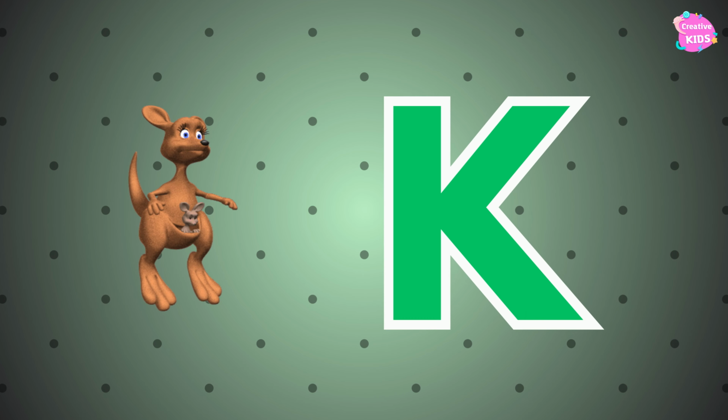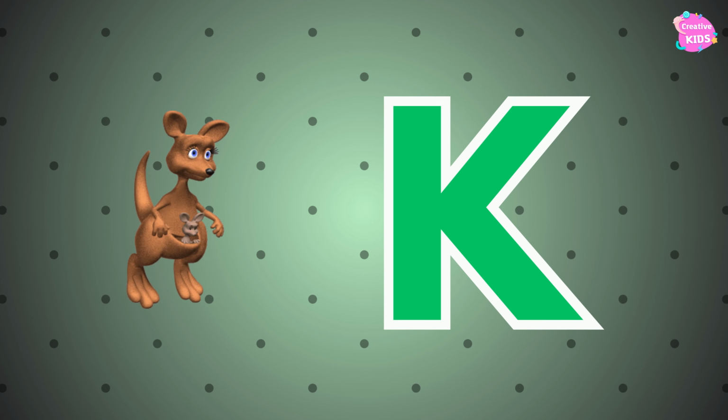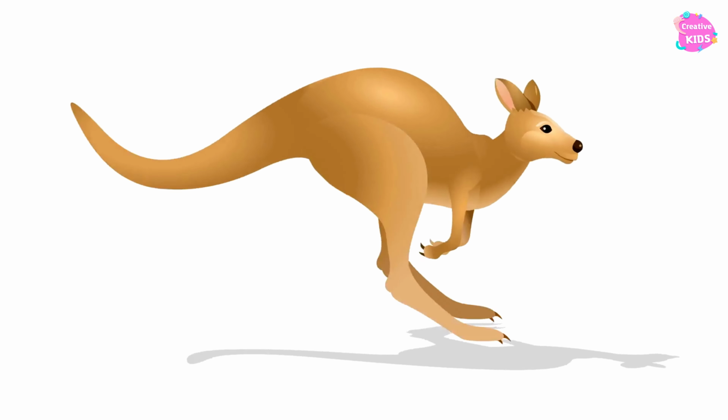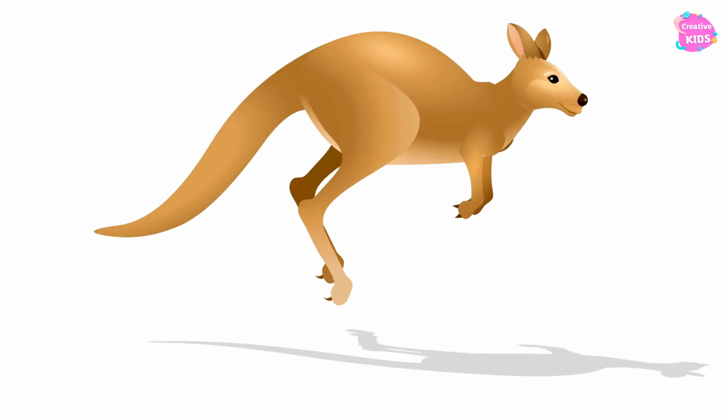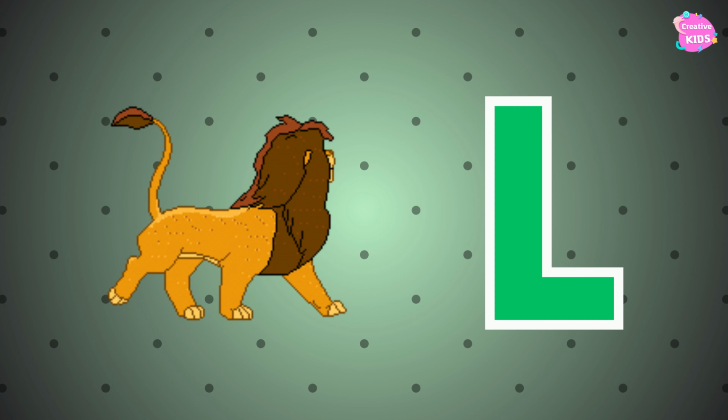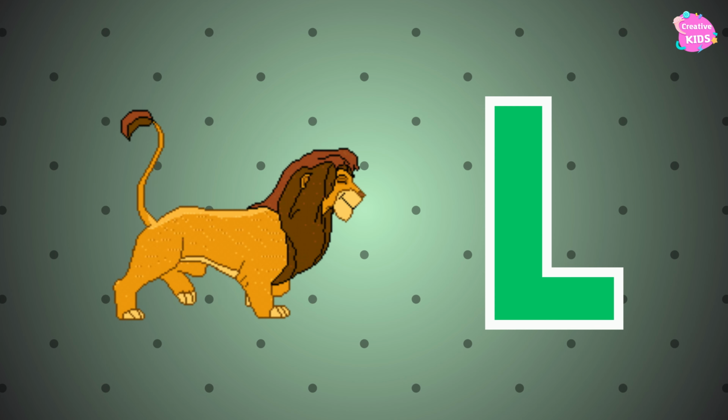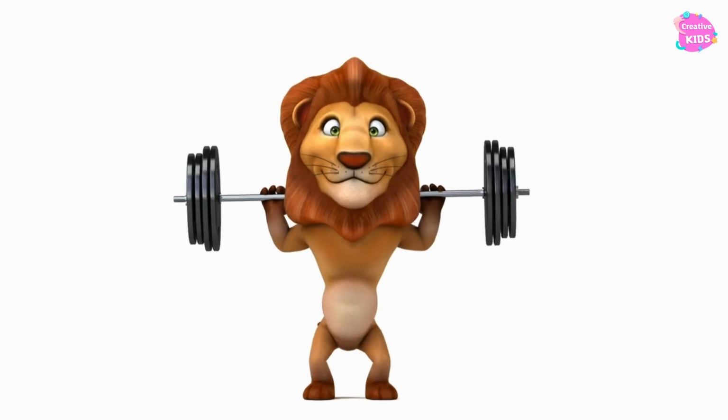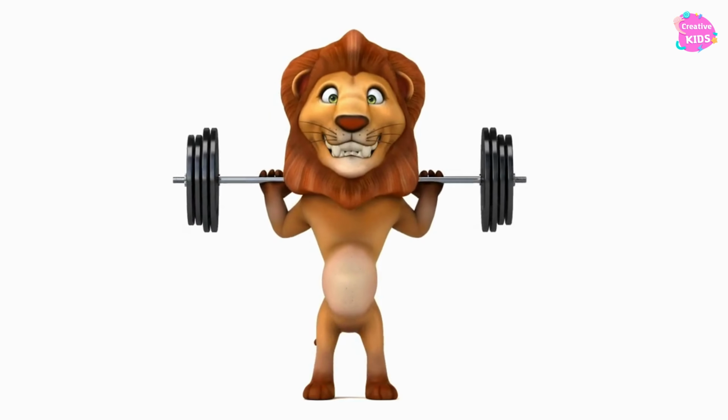K is for kangaroo. Ka ka kangaroo. K is for kangaroo. L is for lion. La la lion. L is for lion.